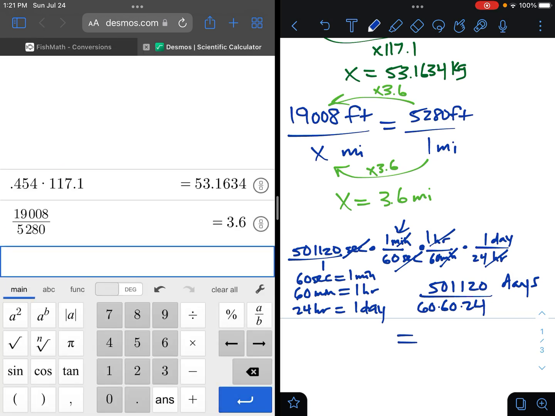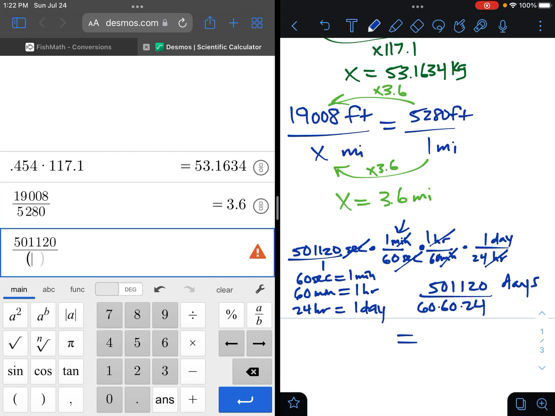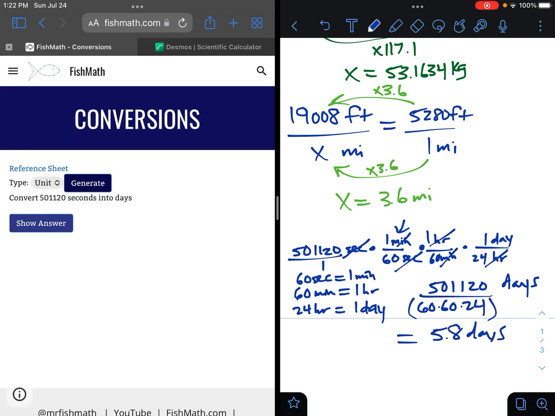So let's give that a shot. So 501,120 divided by, notice how it puts this into a fraction, which is helpful. If it didn't do that, you'd have to use parentheses. I'm going to show them anyways, but we don't need it because it automatically put it into a fraction for us. So there we go. So if I just type that in, divided by that whole thing in parentheses, I get actually how many days that many seconds is. If I do show answer, you'll see it right there. That's how we do some conversions, either using a proportion or using what's called dimensional analysis.